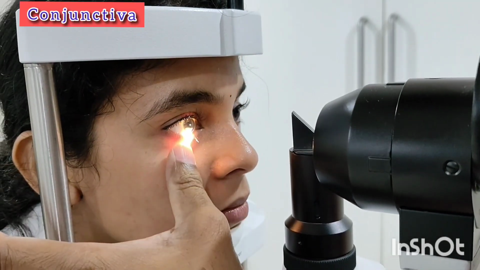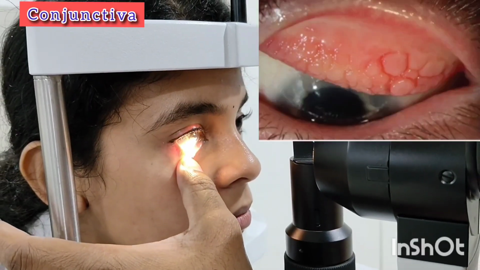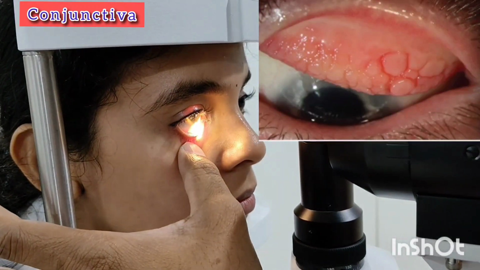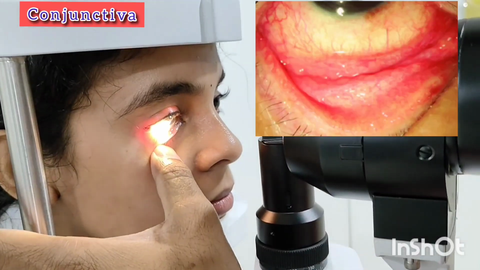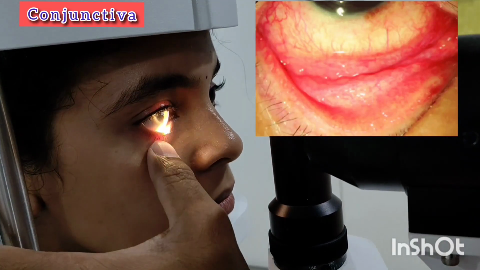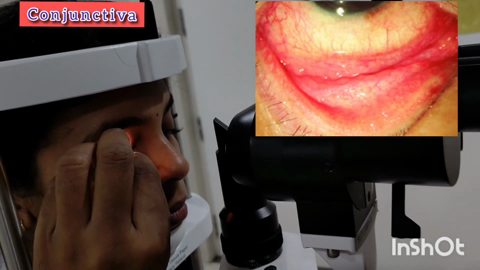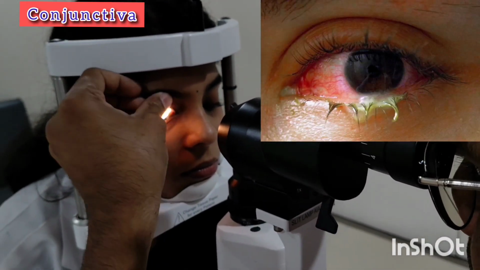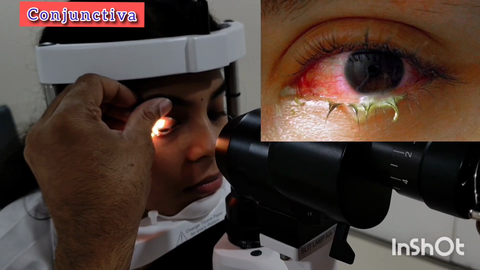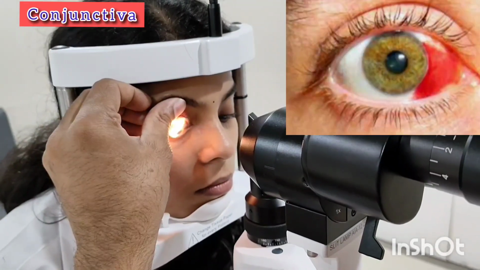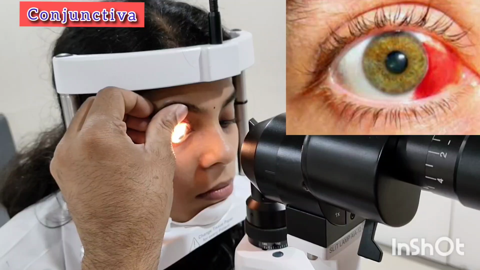Second, we need to examine the conjunctiva. Start with palpebral conjunctiva, lower and upper both, then see the bulbar conjunctiva. Here we mainly look for papillae, follicles, discharge, congestion and hemorrhages.